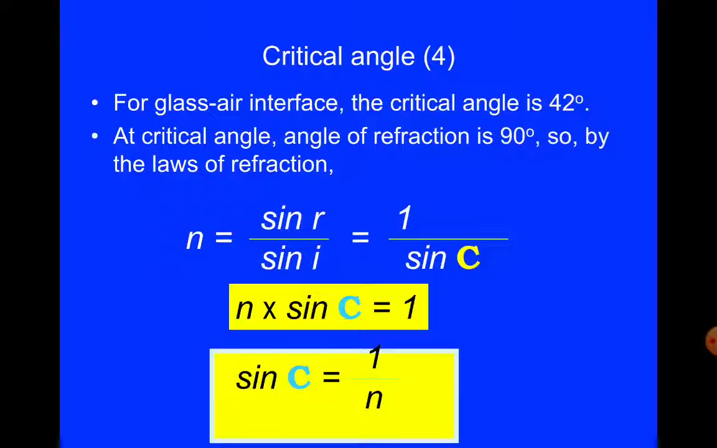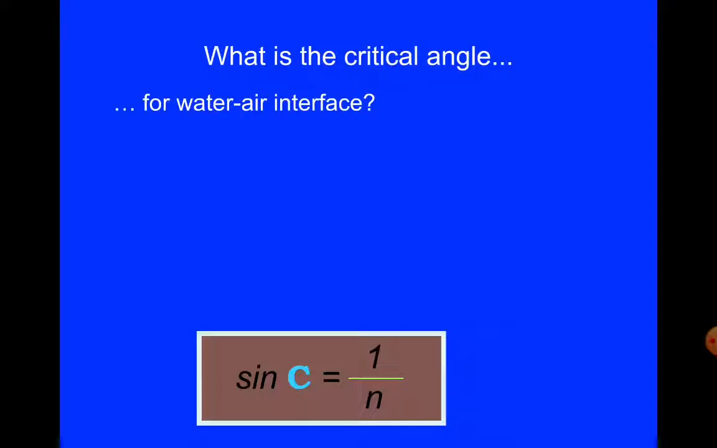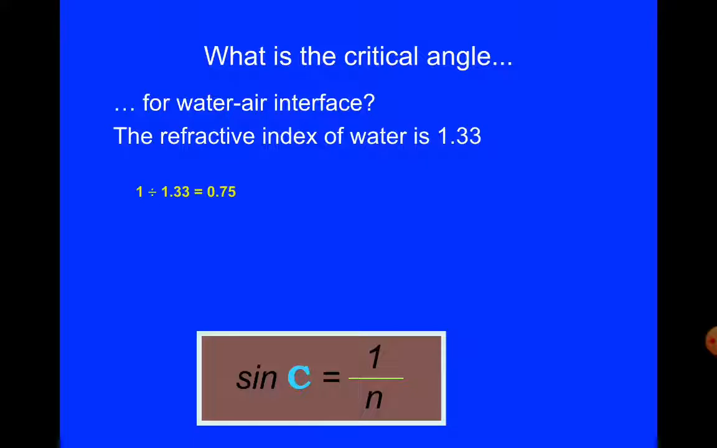You need to memorize this formula and know how to use it. So sine of the critical angle equals 1 over the refractive index. Now, what do we have for the water air surface? 1.33. So we plug in 1 over 1.33, which makes 0.75. Then inverse sine of 0.75 is 48.8 degrees. So the critical angle is 48.8 degrees.